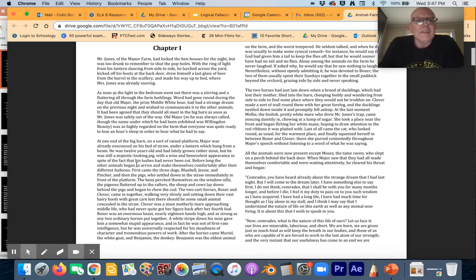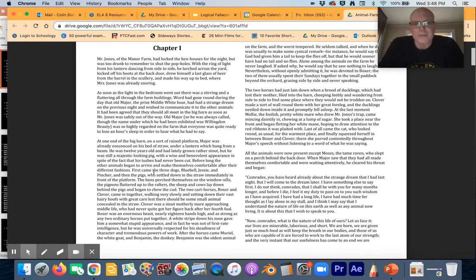Before long, the other animals began to arrive and make themselves comfortable after the different fashions. First came the three dogs, Bluebell, Jessie, and Pincher, and then the pigs, who settled down in the straw immediately in front of the platform. The hens perched themselves on the window sills, the pigeons fluttered up to the rafters, the sheep and cows lay down behind the pigs and began to chew the cud. The two cart horses, Boxer and Clover, came in together, walking very slowly and setting down their vast hairy hoofs with great care, lest there should be some small animal concealed in the straw.